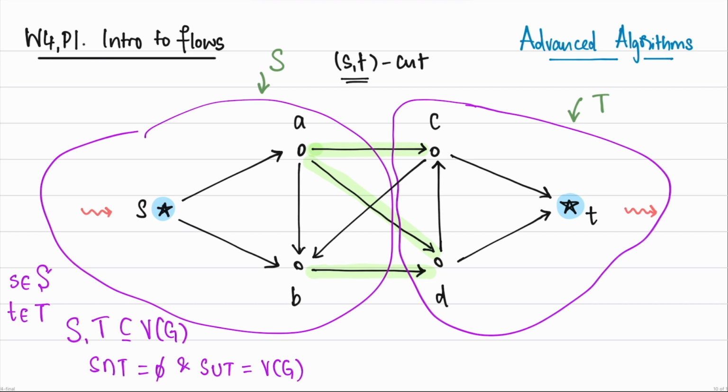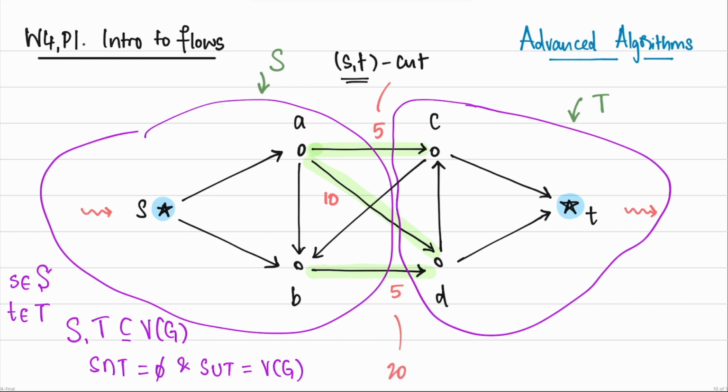Okay, now if you had a capacity function on top of the network, then the sum of the capacities of these edges that are going across would be called the capacity of the cut. So let's say the edge AC has a capacity of 5, AD has a capacity of 10, and BD, let's say, has a capacity of 5 again. Then the total capacity of this cut right here is going to be 20.